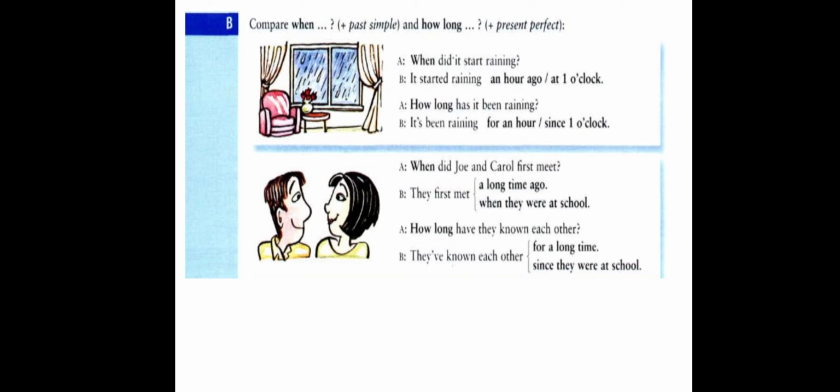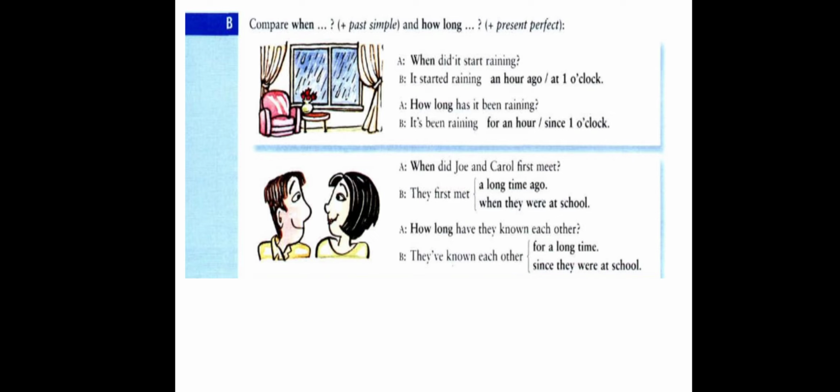So when you ask a question about the time in the past simple, you just use when. So we can say, when did it start raining? So here we used the question word when, because we speak about a past simple action. It started raining an hour ago, and the answer here, the period is an hour ago. We see here the word ago. Ago indicates past simple. Or we can say it started raining at 1 o'clock.